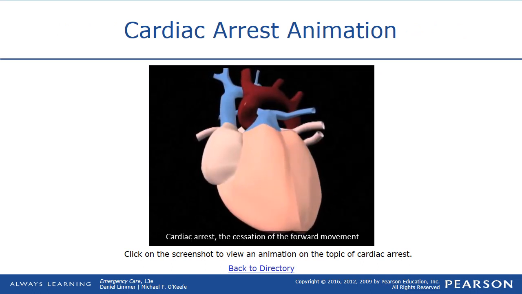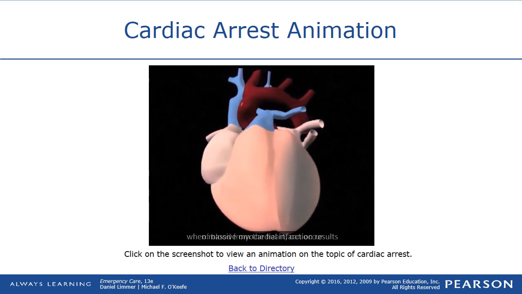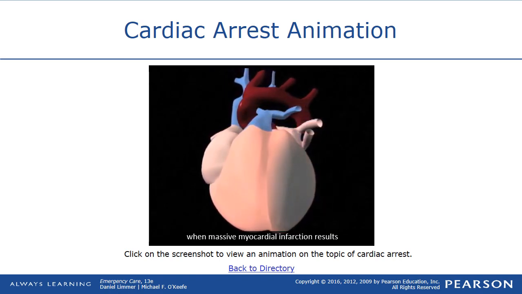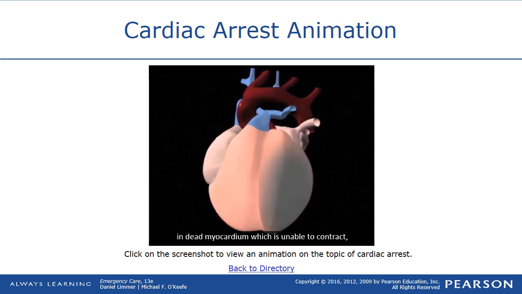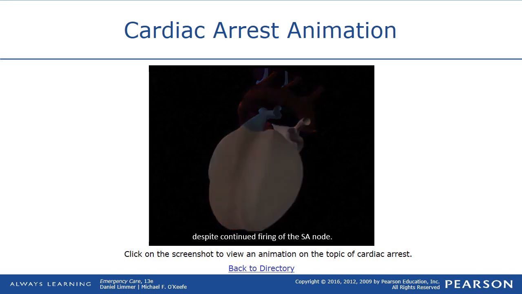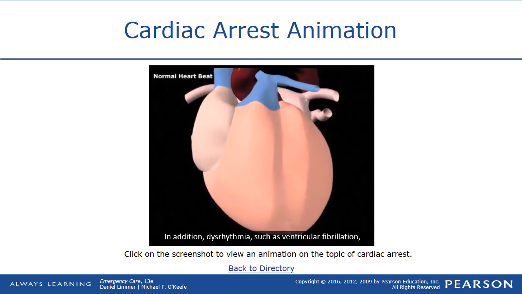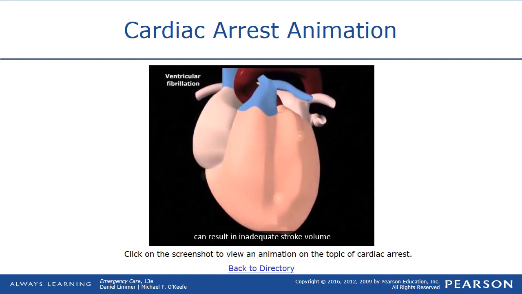Cardiac arrest, the cessation of the forward movement of blood from the heart, can occur when massive myocardial infarction results in dead myocardium, which is unable to contract despite continued firing of the SA node. In addition, dysrhythmia, such as ventricular fibrillation, can result in inadequate stroke volume and the cessation of forward movement of blood from the heart.